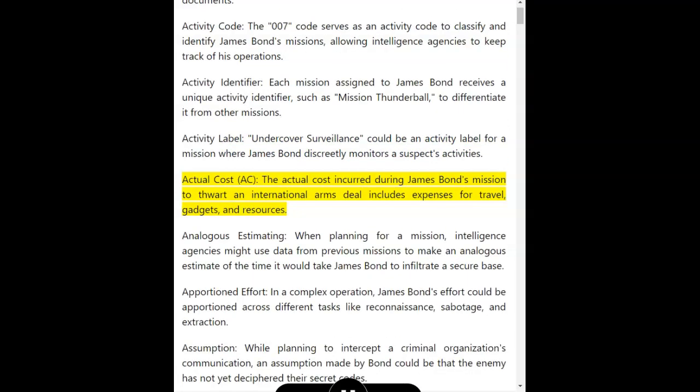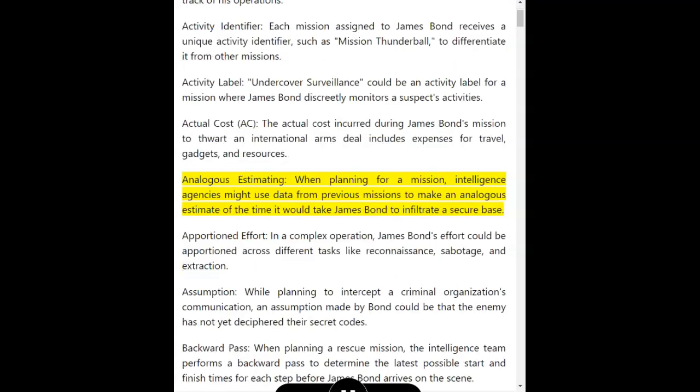Actual cost, AC. The actual cost incurred during James Bond's mission to thwart an international arms deal includes expenses for travel, gadgets, and resources. Analogous estimating. When planning for a mission, intelligence agencies might use data from previous missions to make an analogous estimate of the time it would take James Bond to infiltrate a secure base.